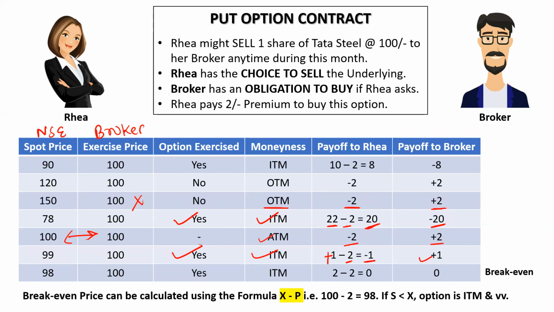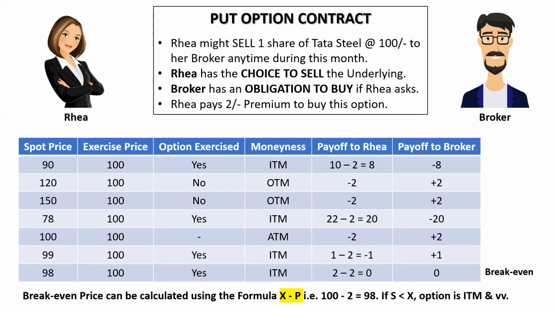If the spot price is 98, you will obviously decide to exercise the contract. Your profit is 2, but you have paid a premium of 2. So this will result in a no profit, no loss scenario. And the 98 spot price is the break-even price. It is a price at which no party is gaining nor losing anything.